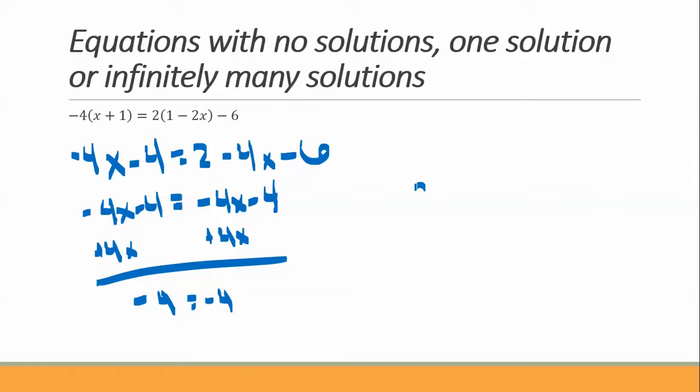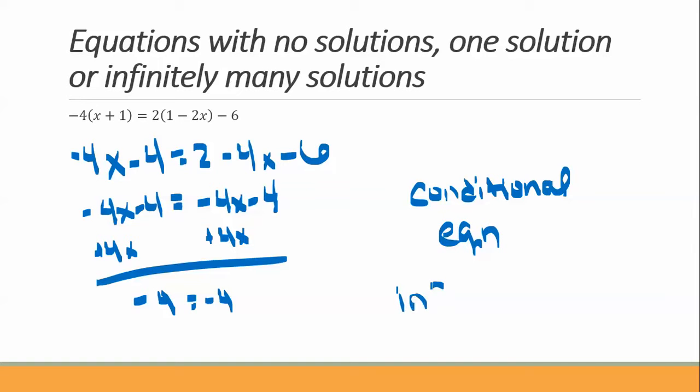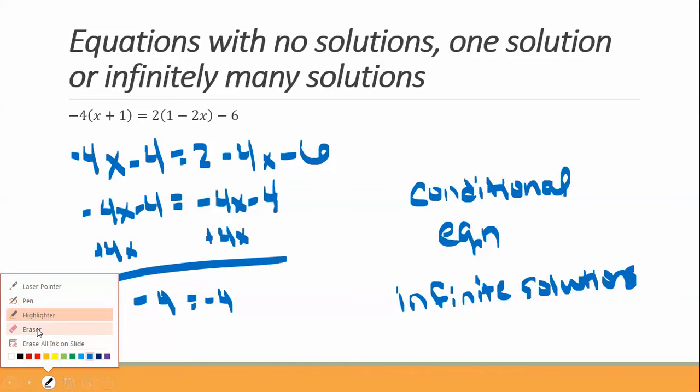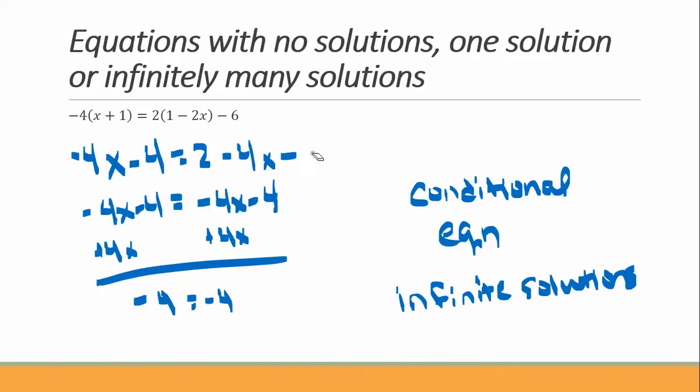This is a conditional equation, and there are infinite solutions. So any number you put in here, both sides are always going to be equal. Let's just try two numbers and we'll see. I'm going to erase this part so we can see what happens.